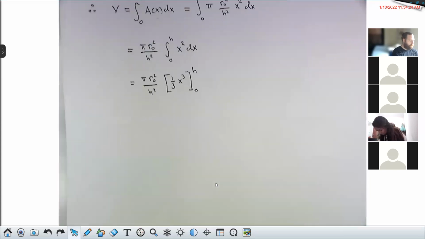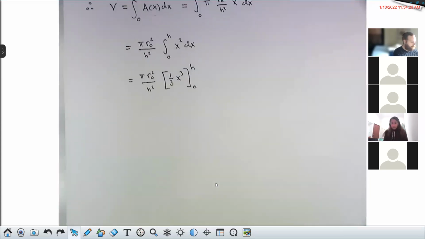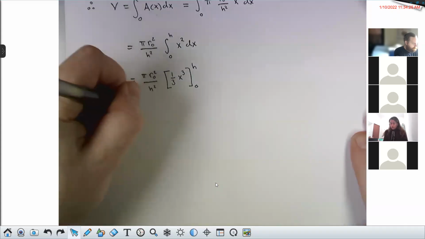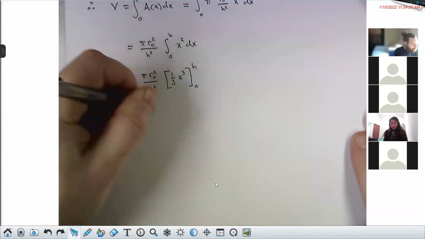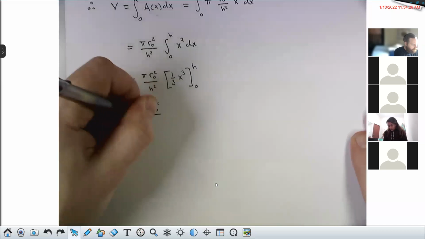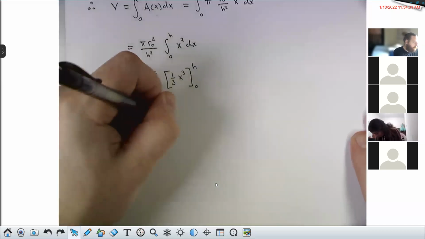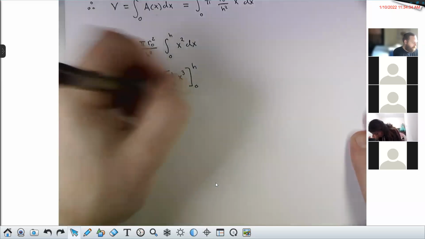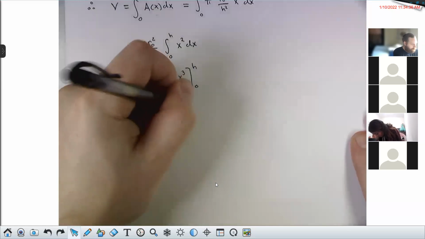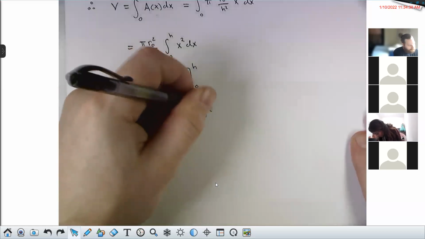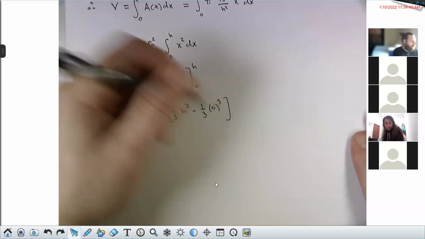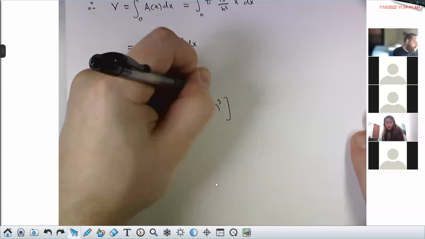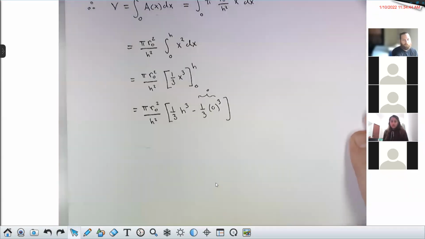And what we're going to see when we plug in is a formula that may be familiar to you from geometry. This is pi r naught squared over h squared times 1/3 h cubed minus 1/3 times 0 cubed. And this whole portion here is 0 because 0 cubed is 0. 1/3 times 0 is 0.